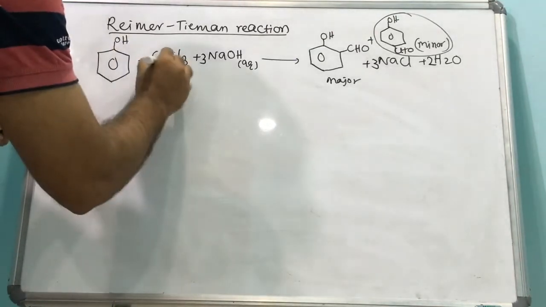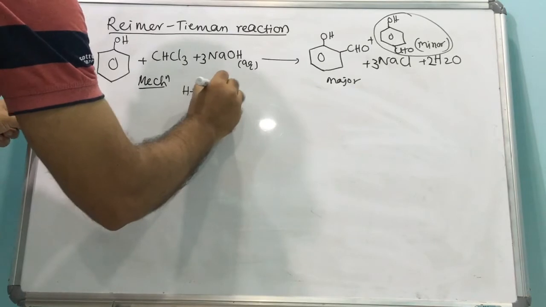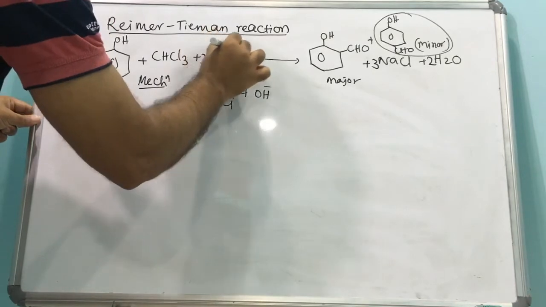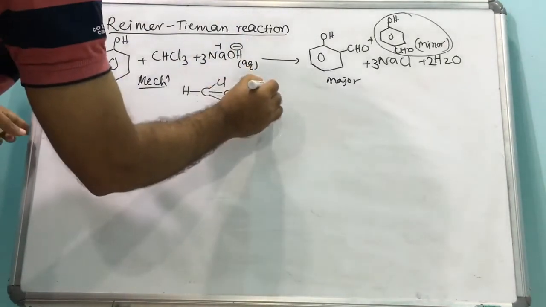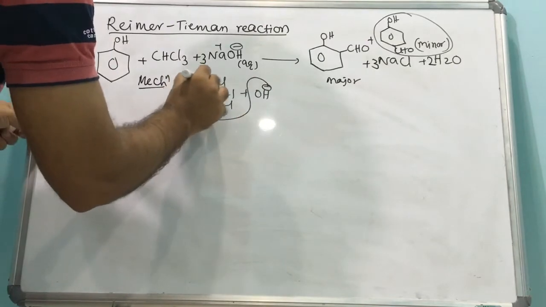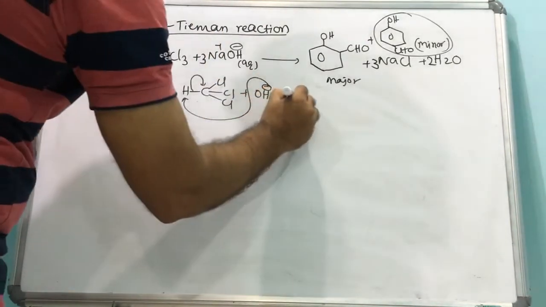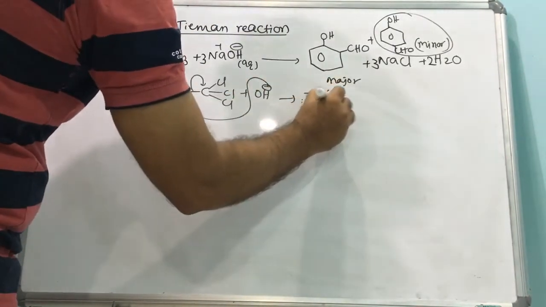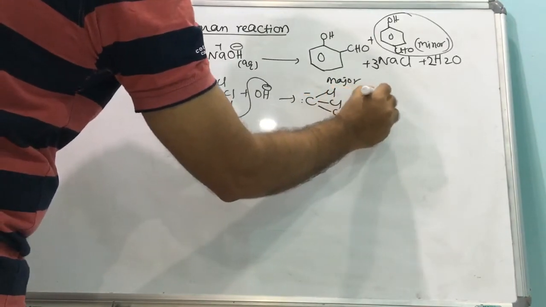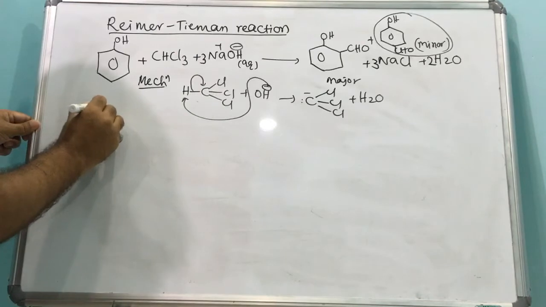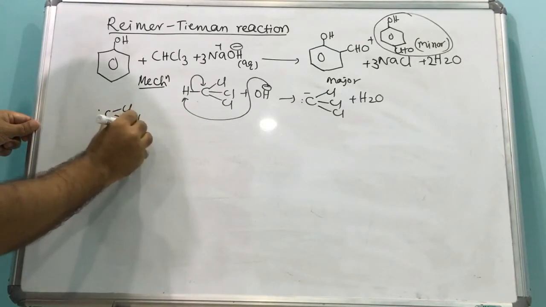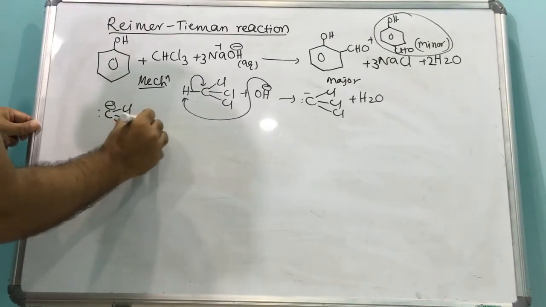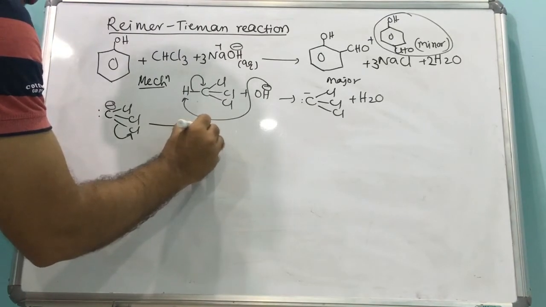So now here chloroform is there: H, Cl, Cl, Cl. And here the base is NaOH, which is in Na plus and OH minus form. This OH minus will take this proton and chloroform will be converted into a carbanion. Then we get a negative charge here and 3 chlorines as they are, along with this water molecule. Now this carbanion again leaves one Cl minus, and the lone pair is already there.